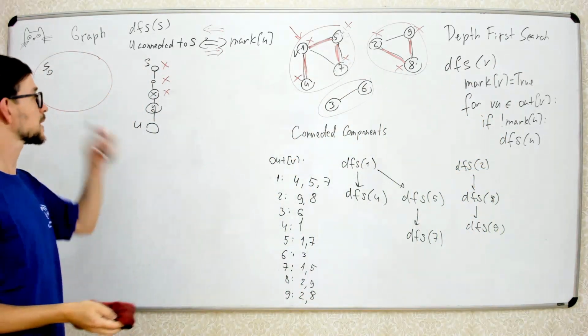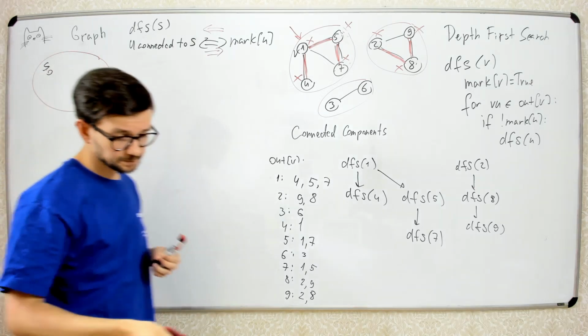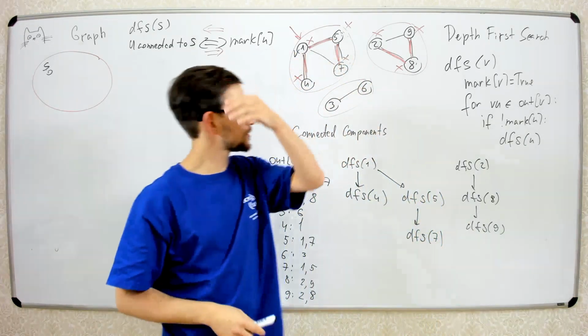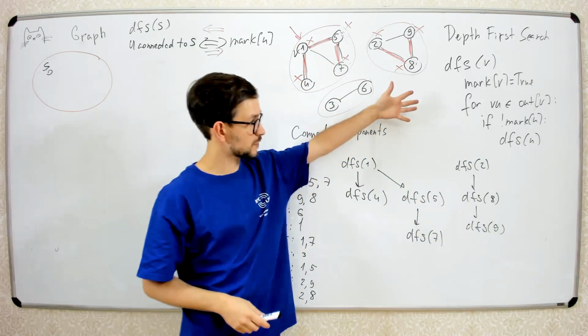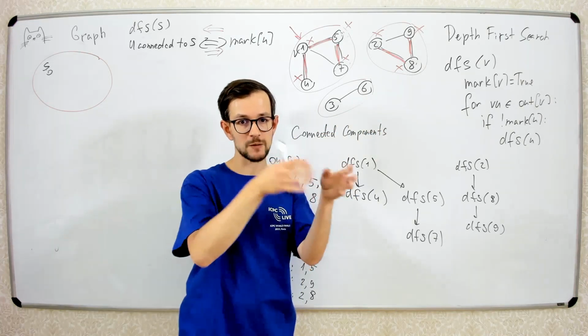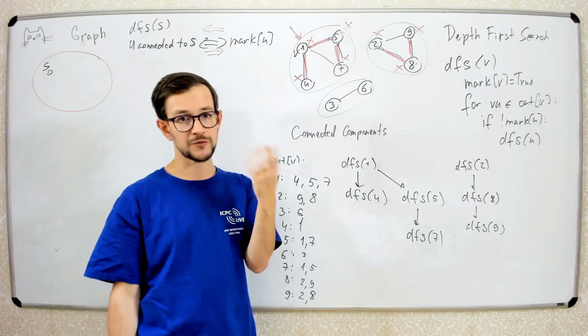What did I forget? Time complexity. Let's talk about time complexity. What is the time complexity of this algorithm? Let's see. This is the recursive algorithm. To calculate time complexity, we need to calculate the total time complexity of each recursive call of this algorithm. What is the total number of these recursive calls?